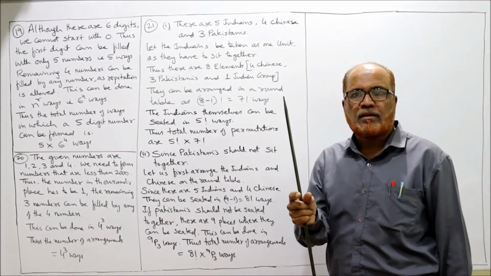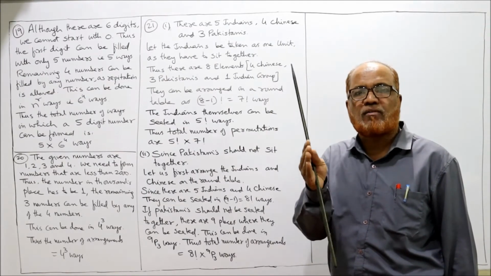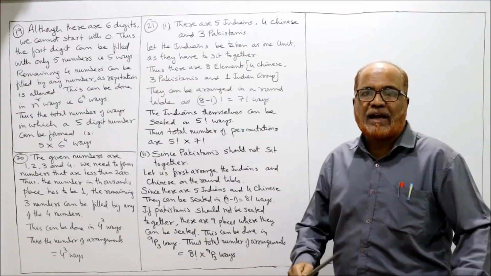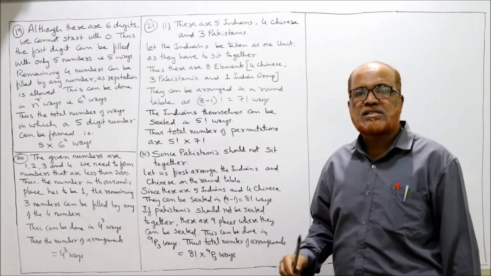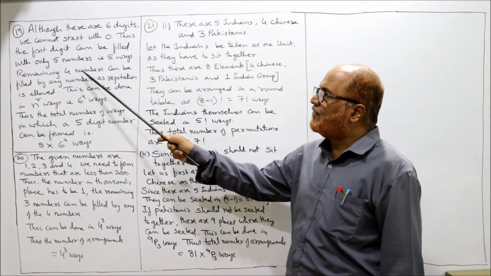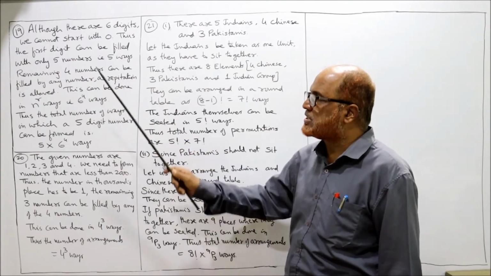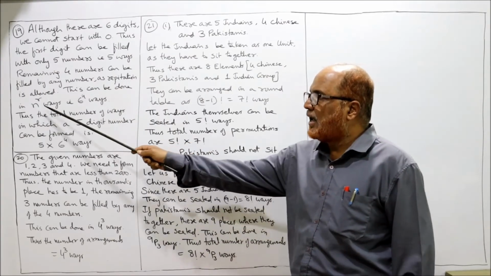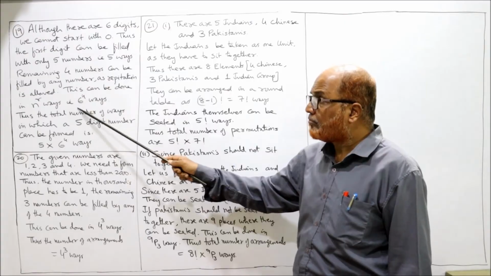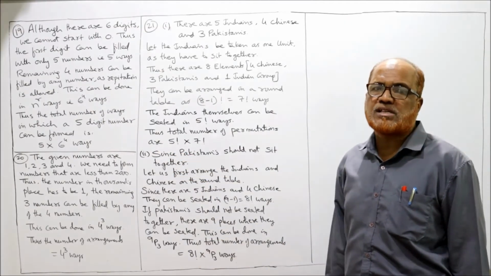So the first number cannot start with 0, so leave out 0, and take 1, 2, 3, 4, 5. So 5 different ways. So we can start the number with any of the 5 ways. Then the remaining 4 numbers can be filled by any number as repetition is allowed. This can be done in n to the power of r ways, that is 6 to the power of 4 ways.